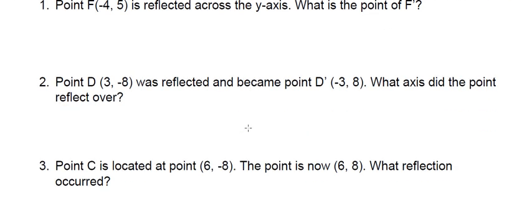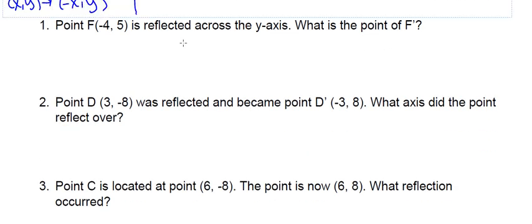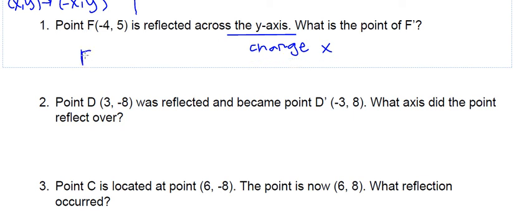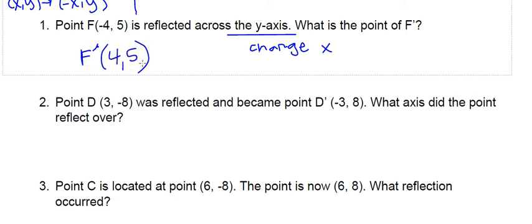All right, so 3 example problems. So it says that point F is reflected across the y-axis, and it wants to know what is the point of F prime. So if it's reflected over the y-axis, we change x. So I need to change x here. The way that I change x is I take my original point. My x coordinate is currently -4. So for F prime, all I have to do is change my x coordinate. So I make it +4, 5.